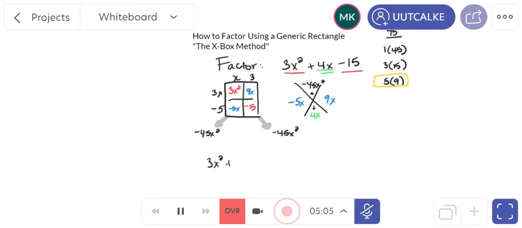At the end of the day, we're ready to write our answer. So we have 3x squared plus 4x minus 15. That's our sum because that's all of the inside parts added up. How do we write this as a product? We're going to take our length, x plus 3, and our width, 3x minus 5, and that is going to be our answer.